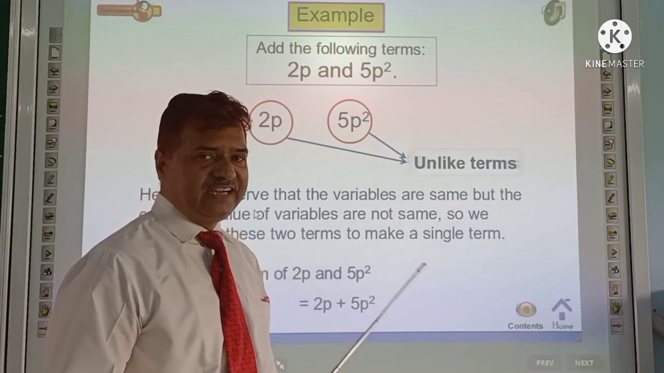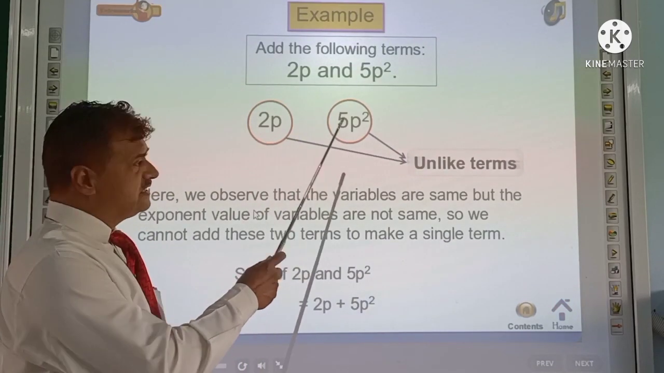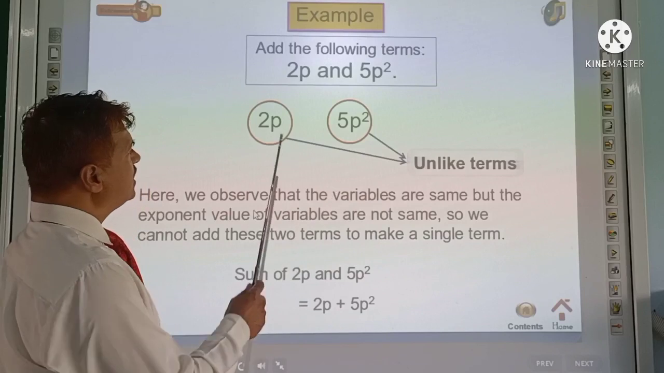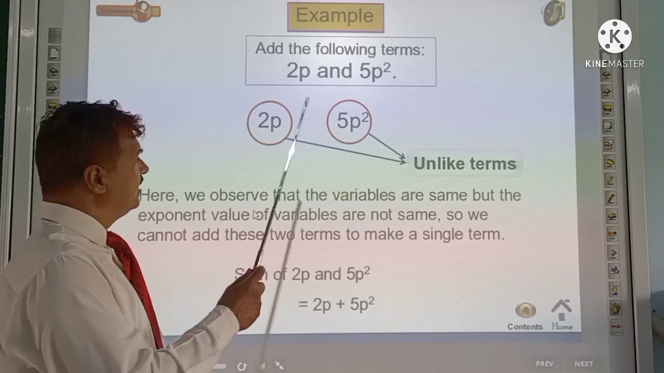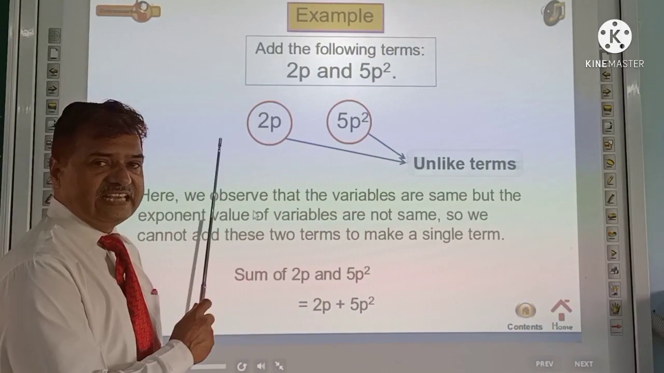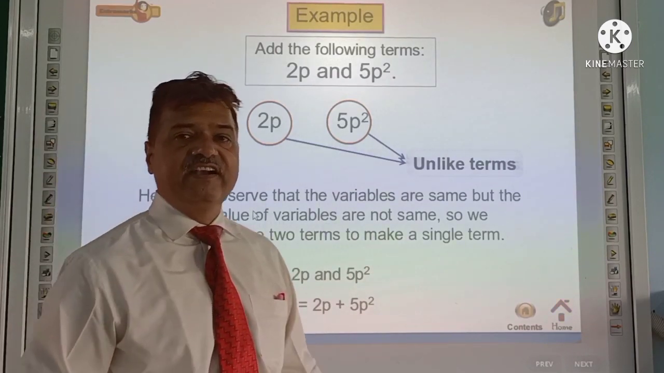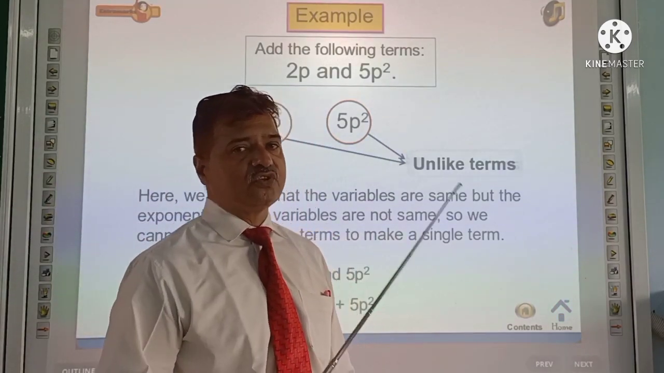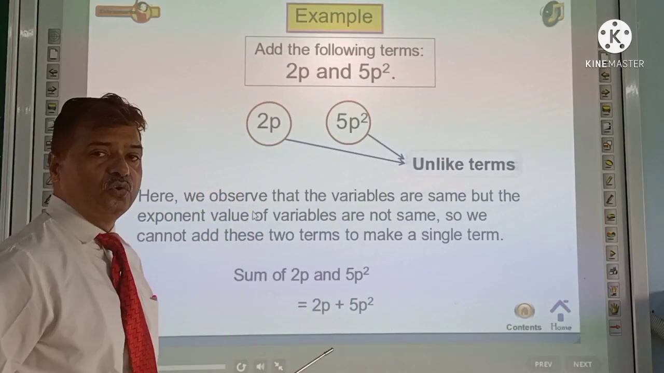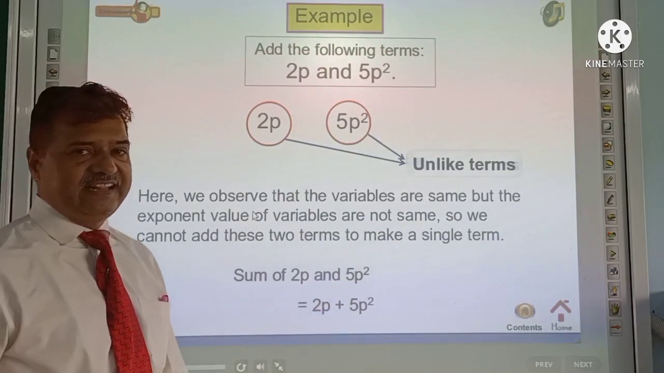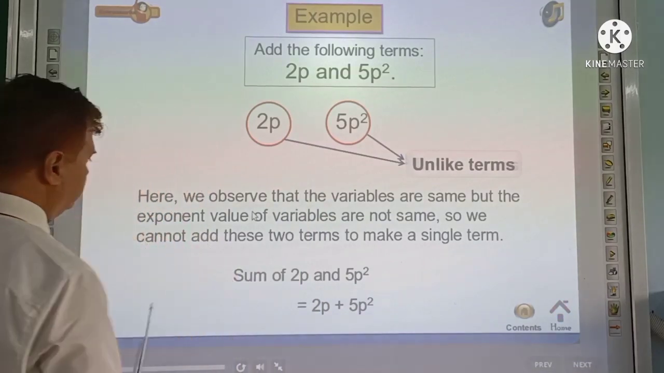Students, like that, this is different variety. This is also different variety because these are unlike, because variables are different. In this variable is p. In this variable is p square. So we can say these are different terms, so unlike terms. So we can't add these two terms. If we want to add them, then we directly put here plus sign. Like this.